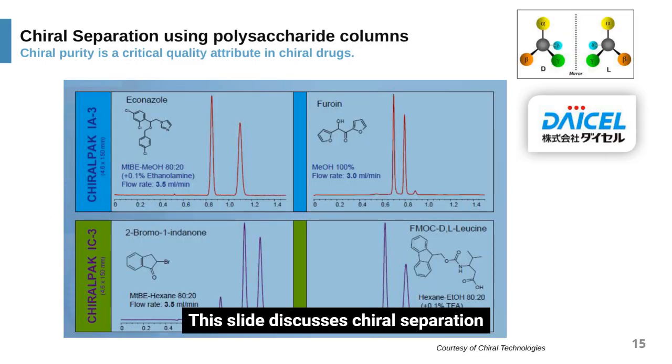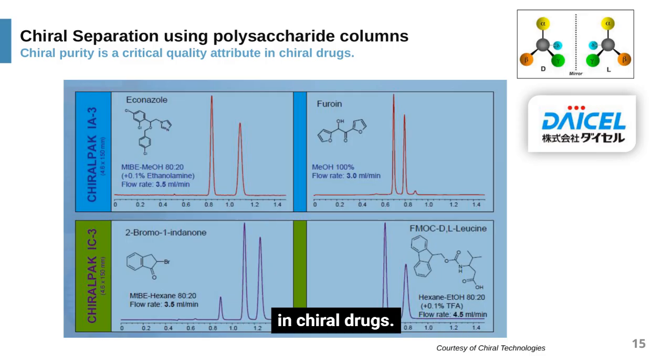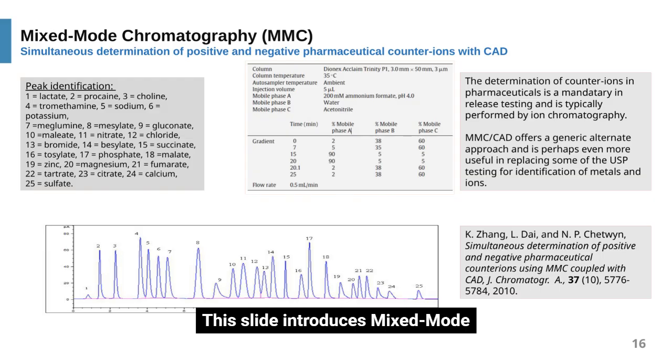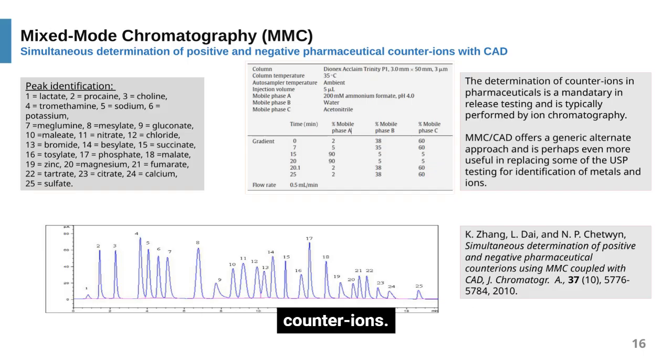This slide discusses chiral separation using polysaccharide columns. Chiral purity is a critical quality attribute in chiral drugs. This slide introduces mixed-mode chromatography, MMC, highlighting its ability to simultaneously determine positive and negative pharmaceutical counterions with CAD, charged aerosol detector. MMC offers a generic alternate approach to ion chromatography for determining counterions.